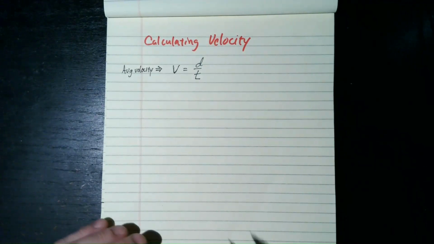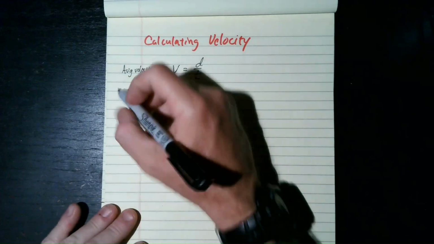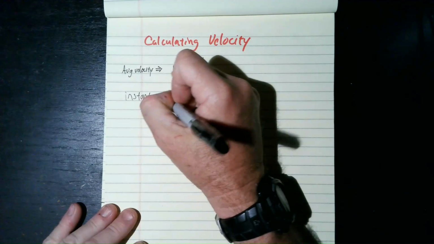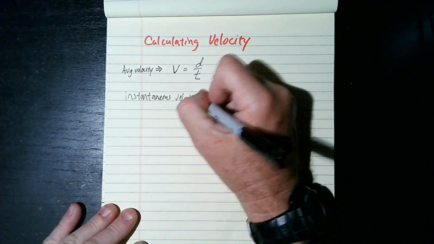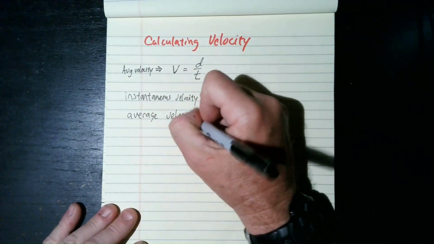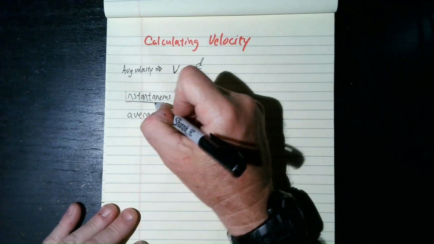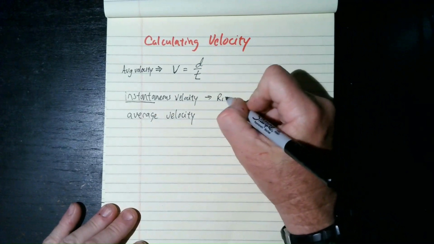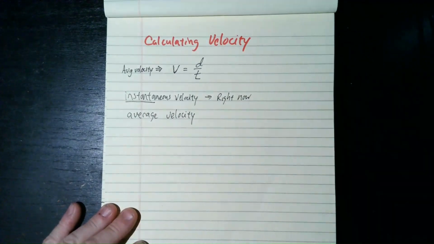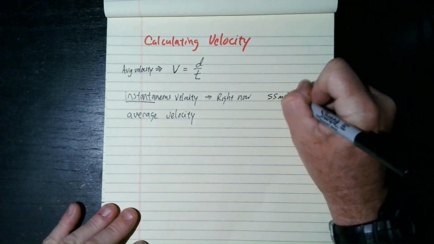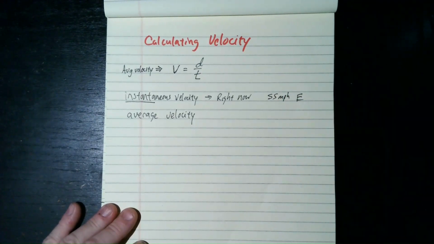Now, what do I mean by average velocity? There are two terms we're going to look at here: the instantaneous velocity and the average velocity. Instantaneous, instant. The instantaneous velocity is the right now velocity. At one moment in time, what is your velocity? And that might be 55 miles per hour due east.